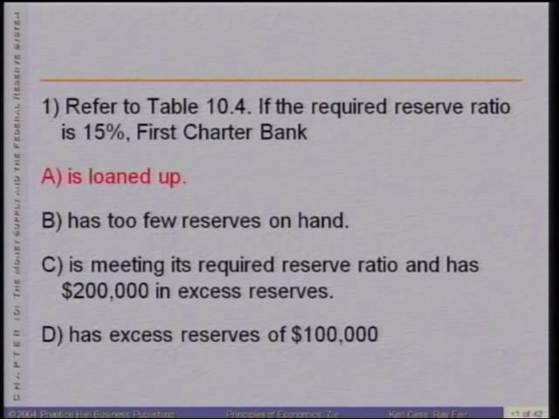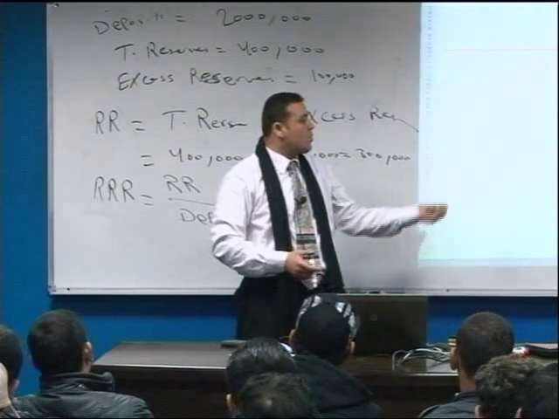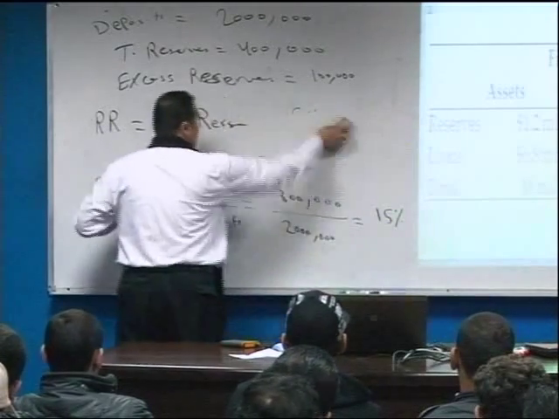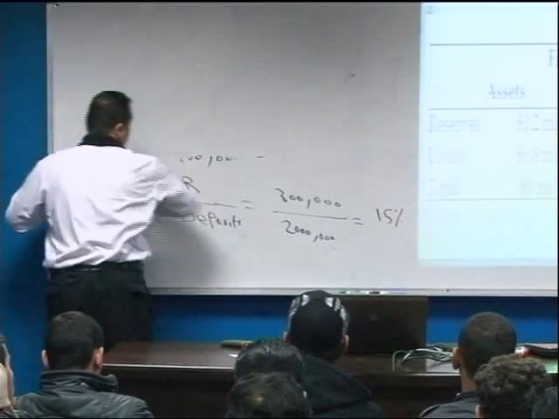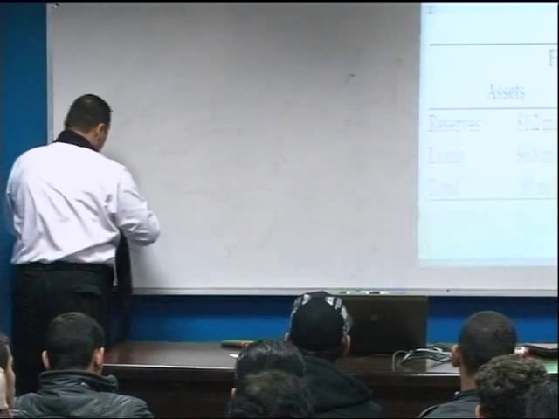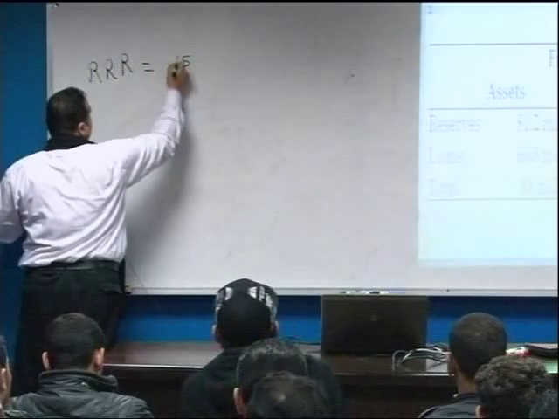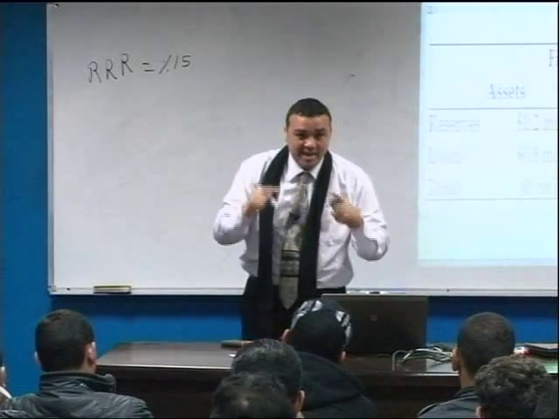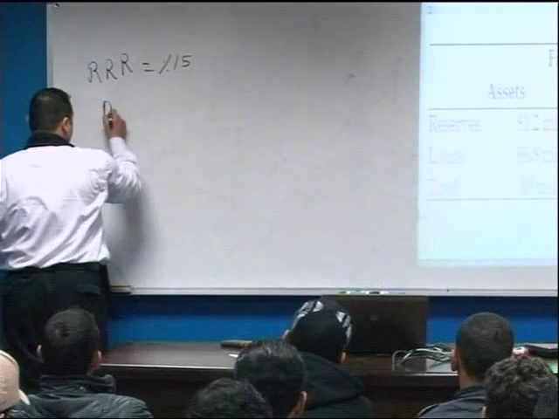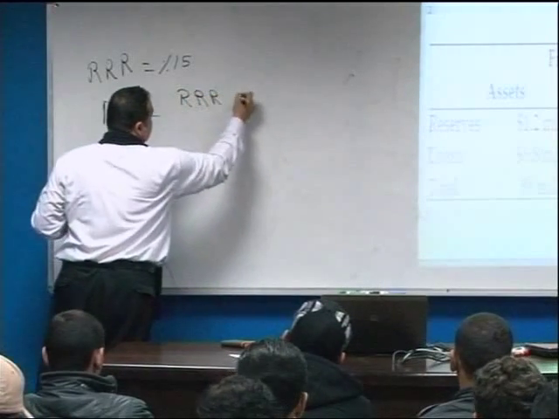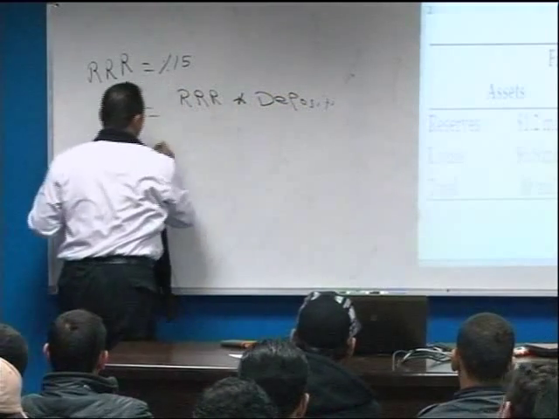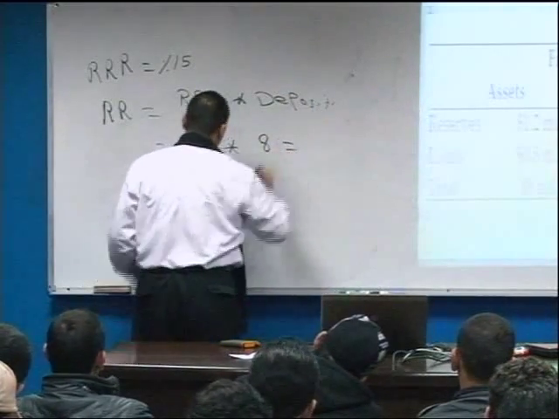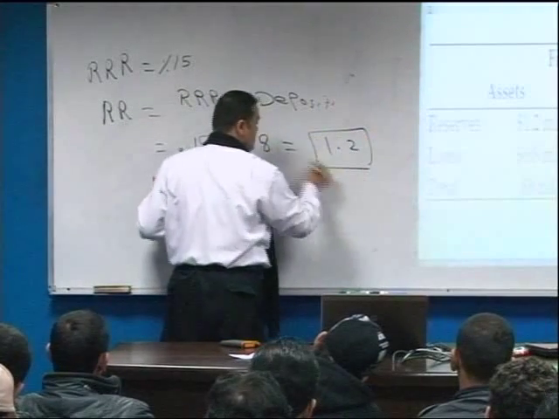Suppose the required reserve ratio equals 15%. How much is the required reserves in this case, so we can see the bank's situation? As you see, the required reserve ratio equals 15%, and they give me reserves equal to 1.2. So how much is the required reserve? Required reserve ratio times deposits, right? Equals 15% times deposits of 8 million, equals how much? 1.2 million dollars.